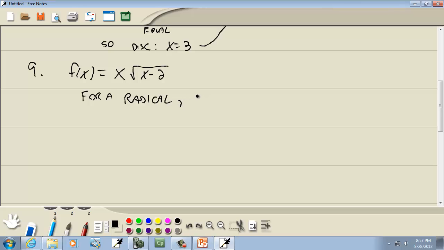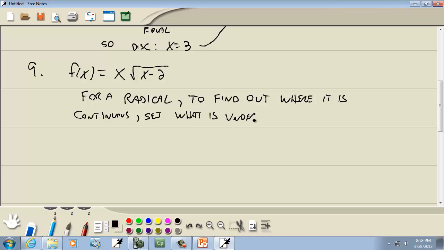Okay, for a radical, to find out where it is continuous, set what is under the radical greater than or equal to 0, and solve.